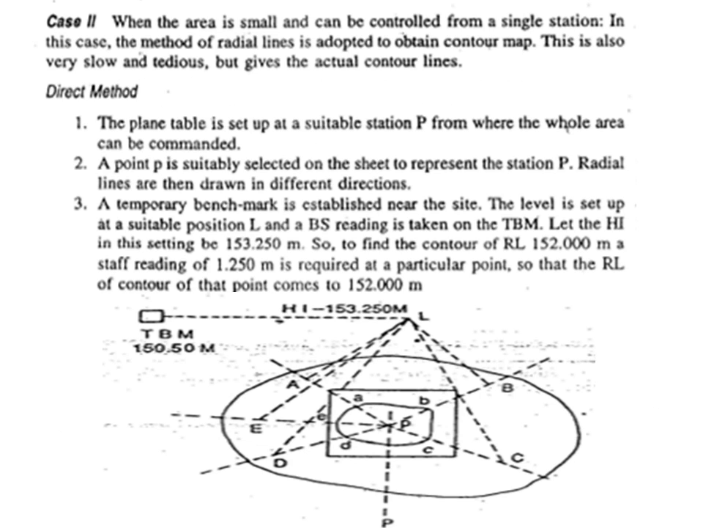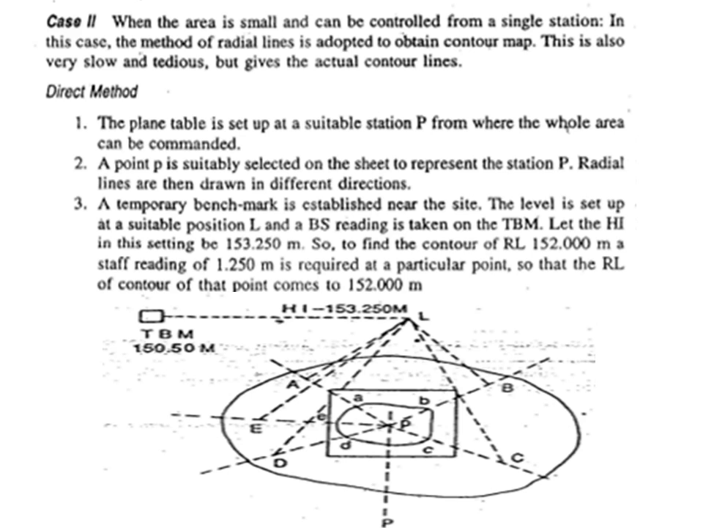Then we will consider case number 2, when the area is small and can be controlled from a single station. In this case, the method of radial lines is adopted to obtain the contour map. This is very slow and tedious, but gives accurate contour lines. In this method, the plane table is set up at a suitable station P from where the whole area can be commanded. A point P is suitably selected on the sheet to represent the station P. Radial lines are then drawn in different directions.